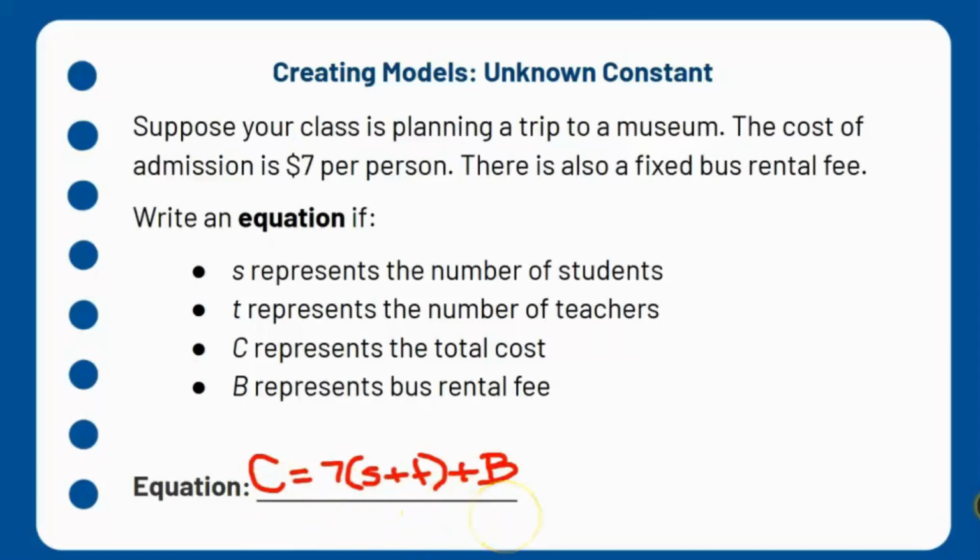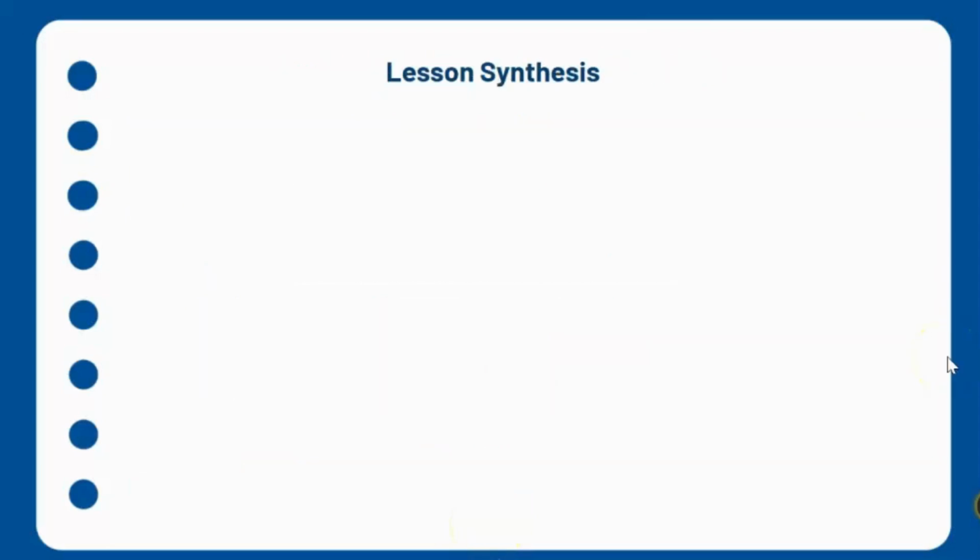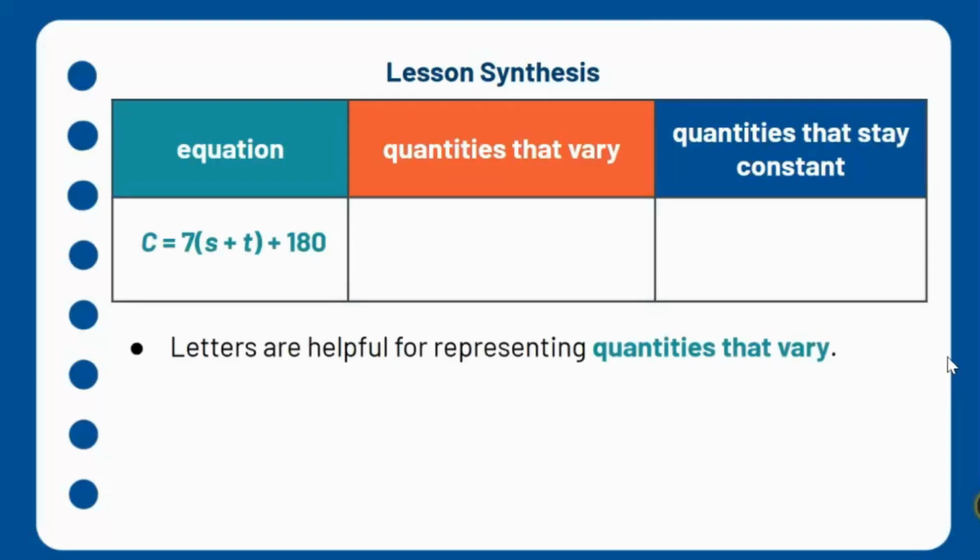In this video, we reasoned repeatedly. Compared to the last equation we wrote, the only thing that changed was that the bus rental fee became unknown. We simply replaced 180 with B to represent this unknown fixed amount. In this lesson, we learned that we can use numbers or letters to represent the quantities in the situation. When might it make sense to use letters? It makes sense to use letters when there are quantities that vary.